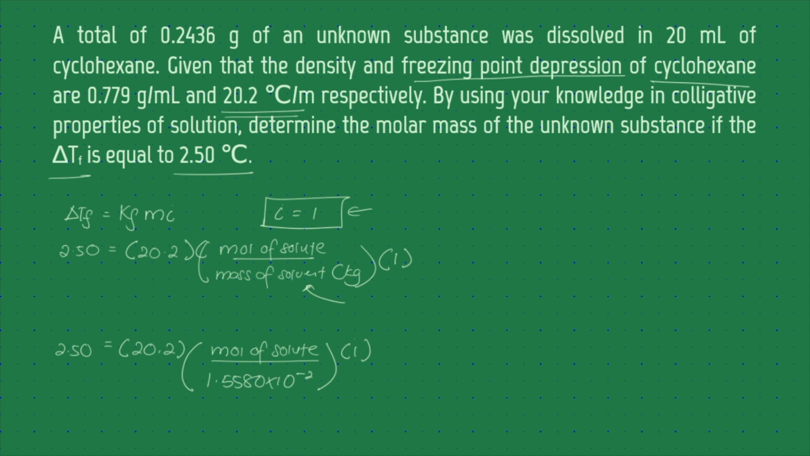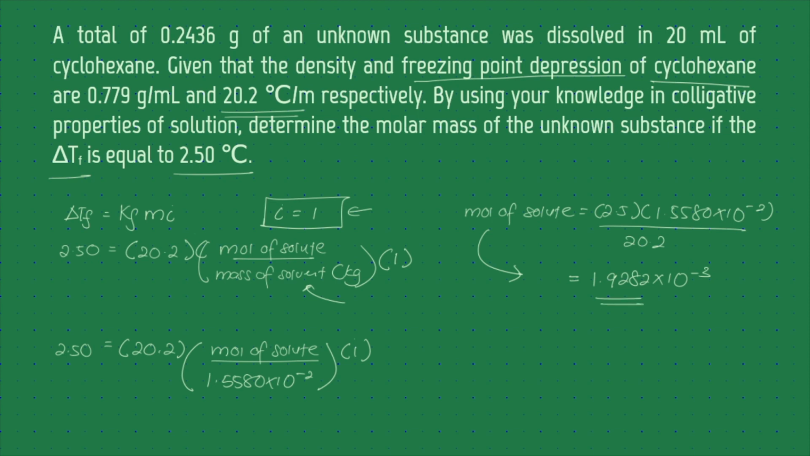Therefore, you will get your mole of solute should be equivalent to 2.5 times 1.5580 times 10 to the power of negative 2 divided by 20.2. Therefore, you will get 1.9282 times 10 to the power of negative 3. So this is the mole of solute.